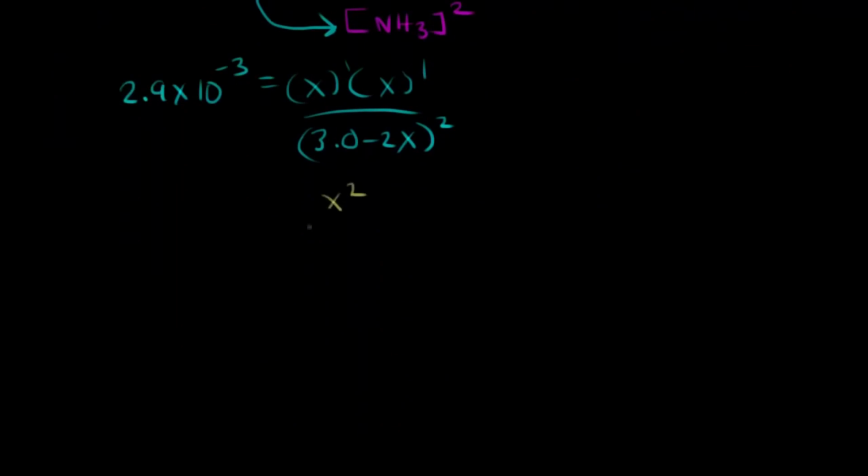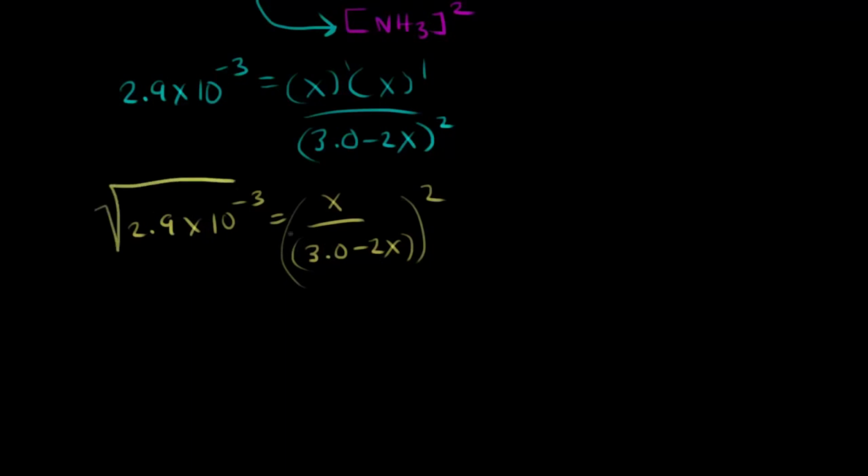We would have x squared over 3 minus 2x squared is equal to 2.9 times 10 to the negative third. And so what we could do here, these are both x squared, right? So we could just say that this is all squared on the right side. And then we could take the square root of both sides, right? So take the square root of 2.9 times 10 to the negative third, and take the square root of what's on the right. So the square root of what's on the right would be x over 3 minus 2x.